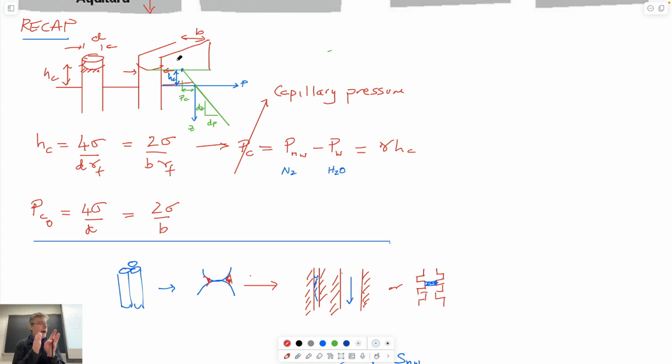We could also look at a fracture being put in as two plates of glass in a liquid and see what the height rise in that would be. And we could show that the height rise would be basically the same expression, but with an aperture between the glass plates, replacing the diameter from before, and a 2 instead. And that we could write this height rise in terms of a capillary pressure, which is just by definition the difference between the wetting and non-wetting fluid pressures.